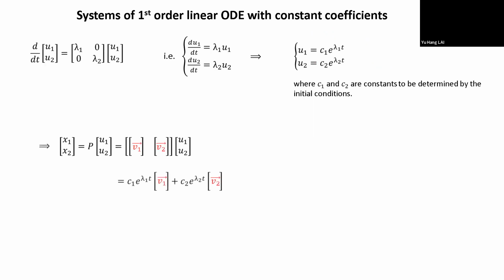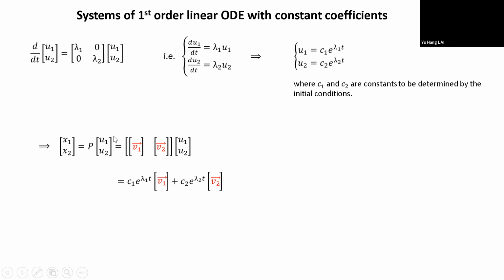So this is the process. This is what we have from the last slide, so write it out like this. Each of them is very easy to solve, just using separation of variables. So U1 is some exponential function, U2 is also some exponential function, and C1 and C2 are, of course, constants determined by the initial conditions.